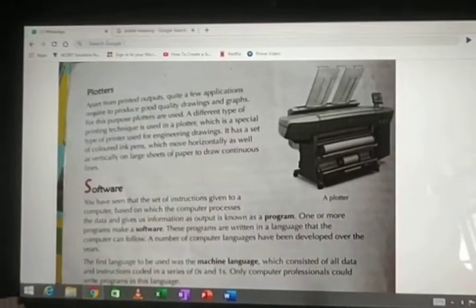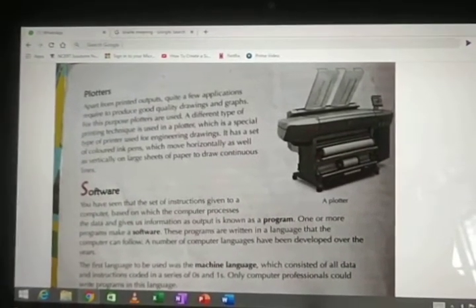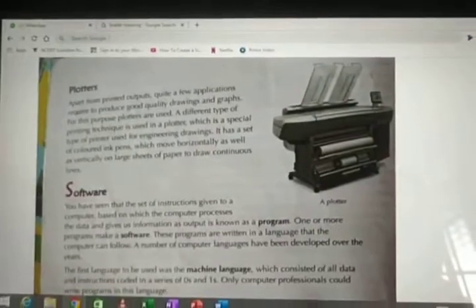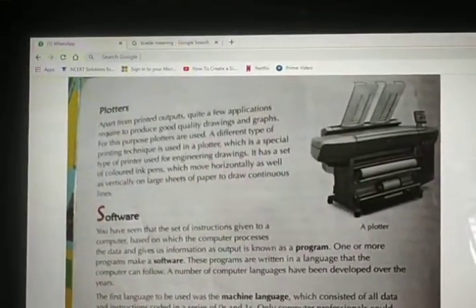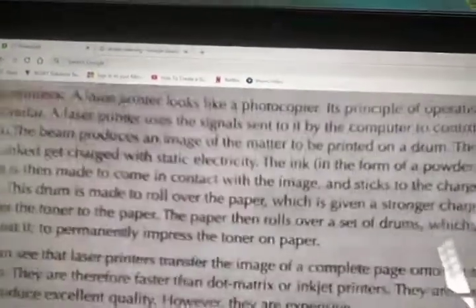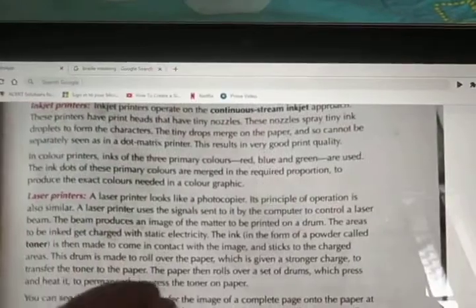If you have any doubt on this, please text me on my phone number. Okay, today's homework is nothing but just read this printer lesson and mark the important points.